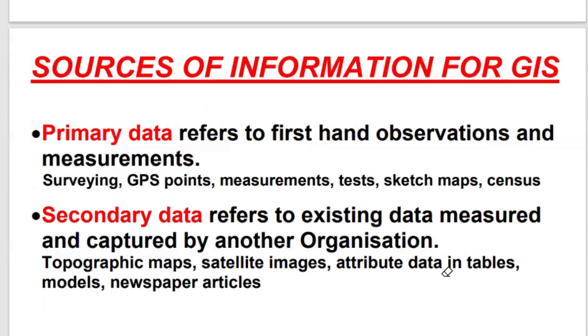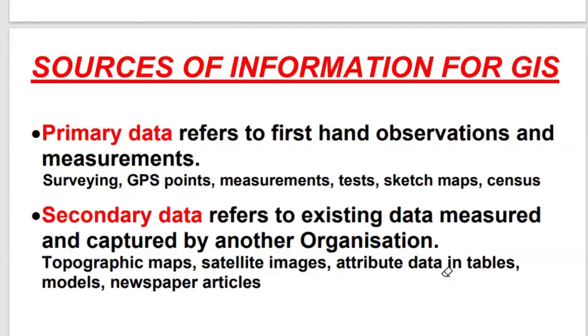That can be done through surveying. You take a survey, a physical visit to the area, or GPS points, using your GPS receiver. Measurements, you're actually doing the measurements, or tests, or sketch maps, right? Then secondary data refers to existing data measured and captured by another organization, right?